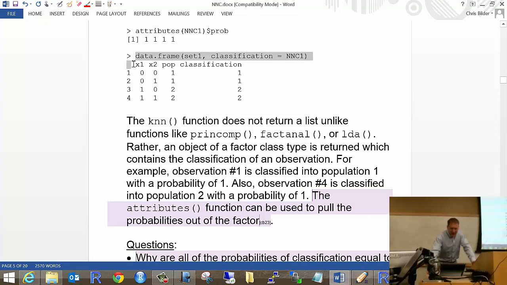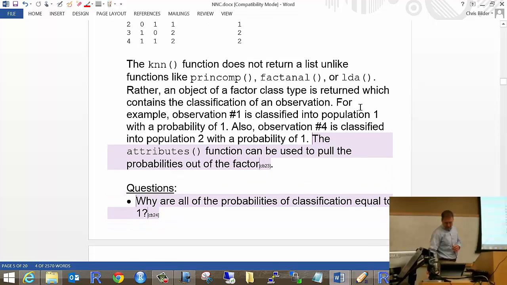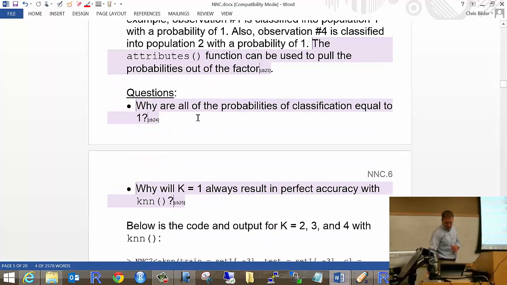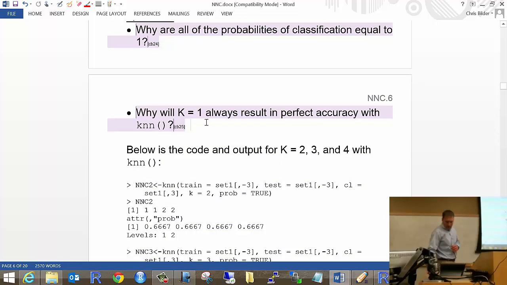And so, you can easily then put all the observations together with the actual classification. It's not too difficult. And so that's what I did there. This could be useful to see by observation which the classifications are. So we already talked about the first question. And we've kind of already addressed the second question, why will k equal 1 always result in perfect accuracy with knn? Because you're using resubstitution when you're trying to classify the original data itself.